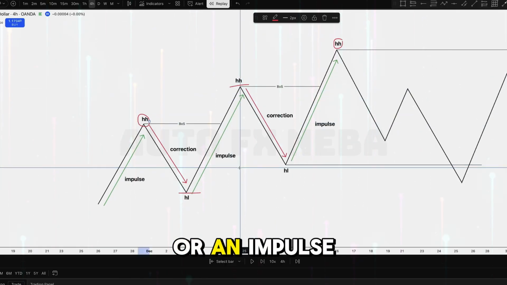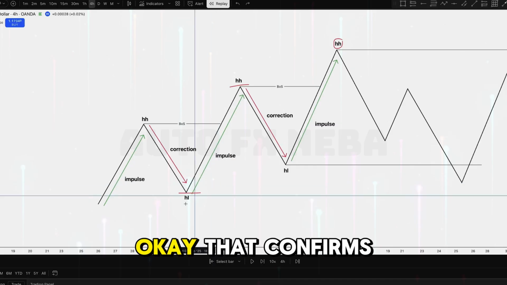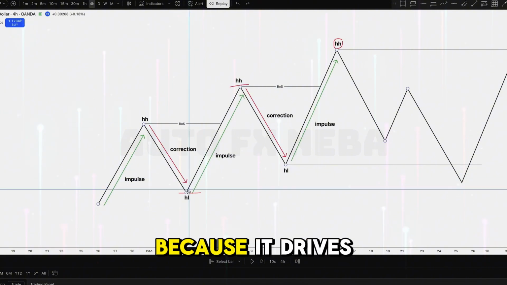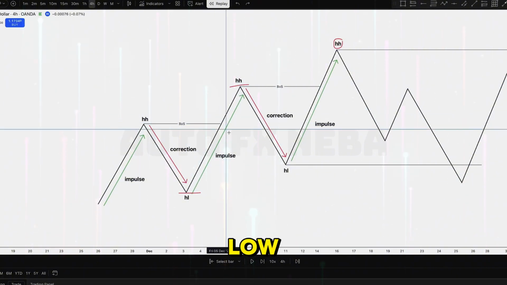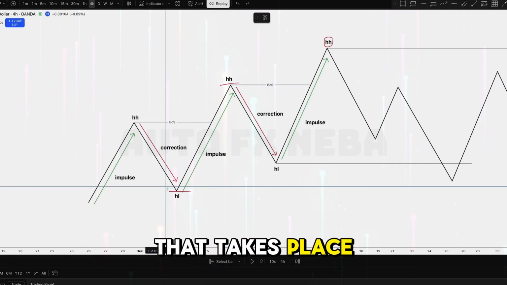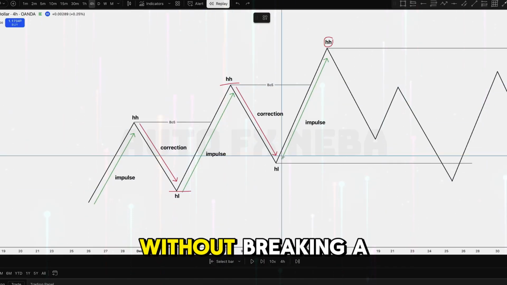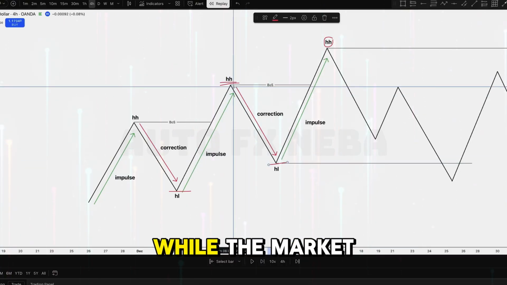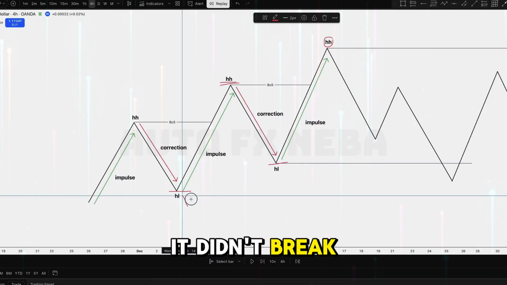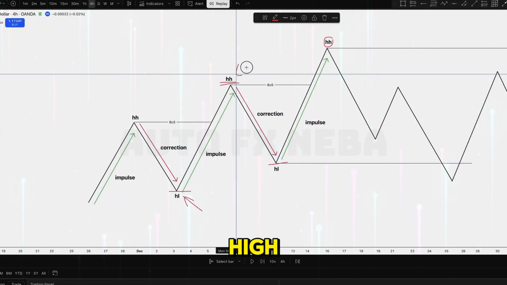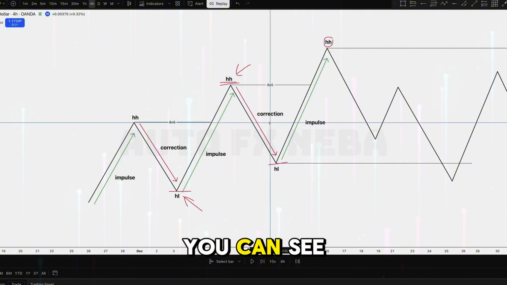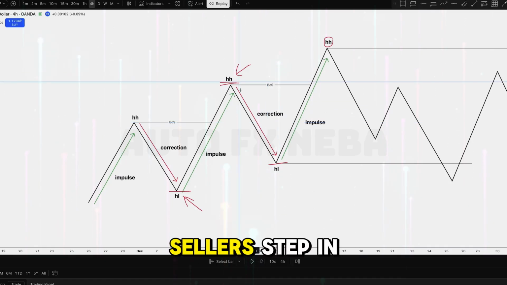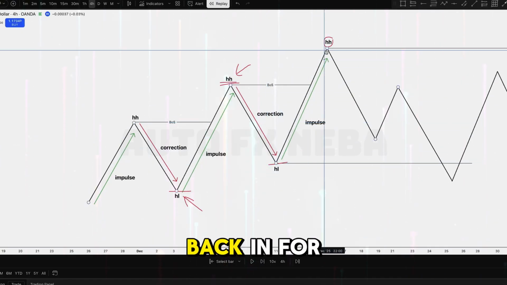An impulsive move or an impulse move is a pro-trend movement, okay? That confirms the direction of the trend or sets the tone of the market direction because it drives us through a previous high or low. A corrective move is a movement that takes place within the range of an impulsive move without breaking a high or a low. So if we take a look now from this high down to this low, we see that while the market did make some meaningful ground, it didn't break through this low and it didn't break through this high. So therefore, it's a corrective move. You can see a correction as basically a slowdown in the market or a point where buyers are a bit exhausted. Sellers step in for a short time before buyers step back in for the new impulse, okay?